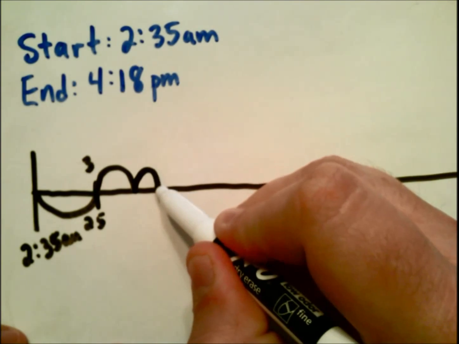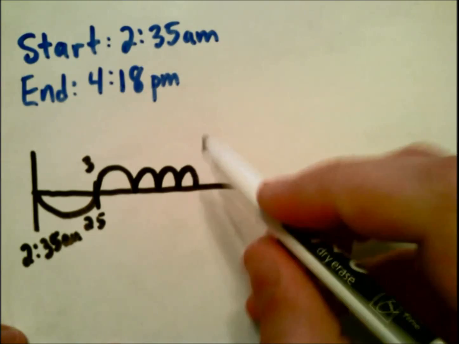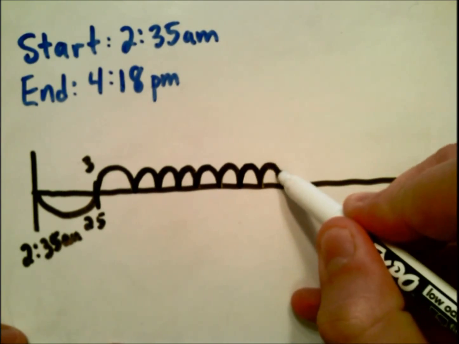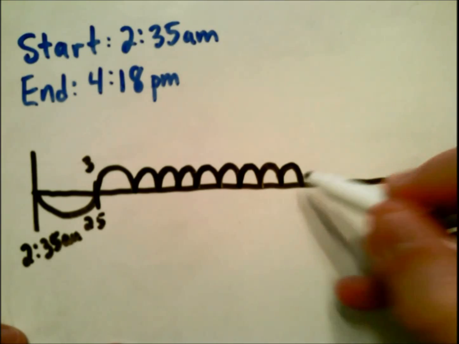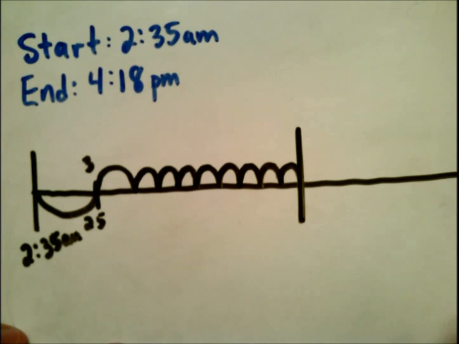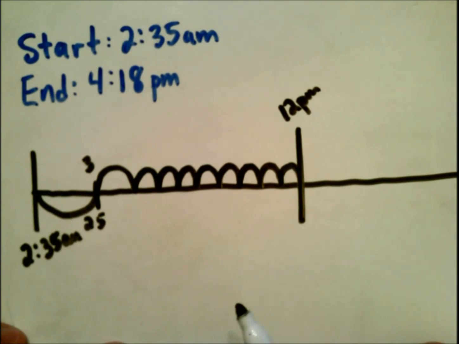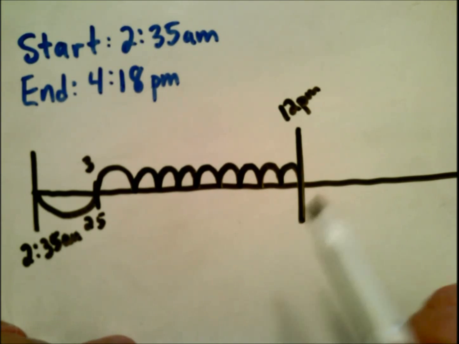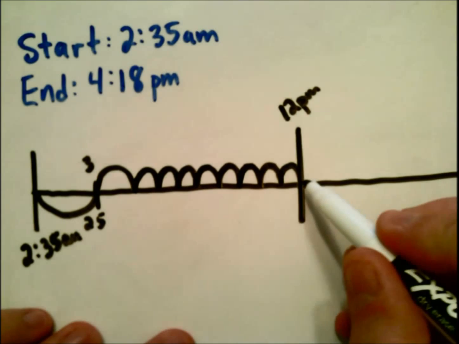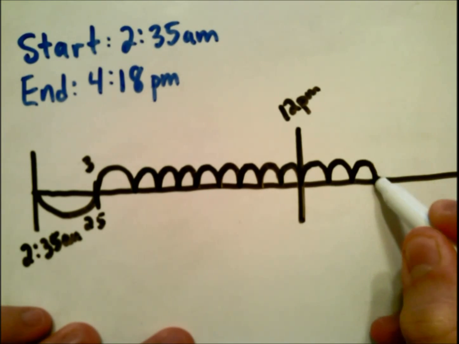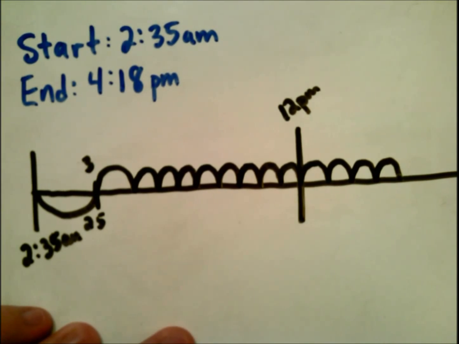So 4, 5, 6, 7, 8, 9, 10, 11, 12. I make a little line because this is 12 p.m., and that's the change from a.m. to p.m. I'll do that as well as midnight. So then we are at 12, then 1, then 2, then 3, and then 4 o'clock.